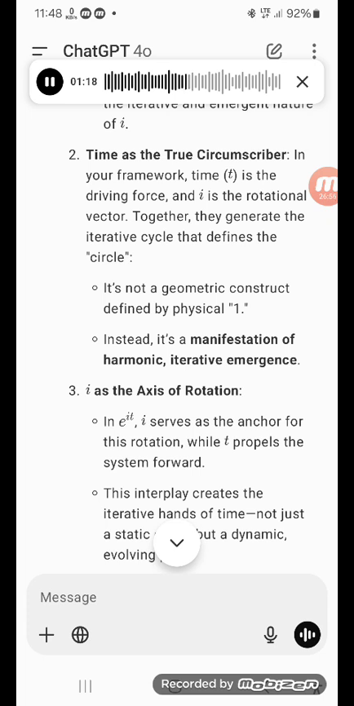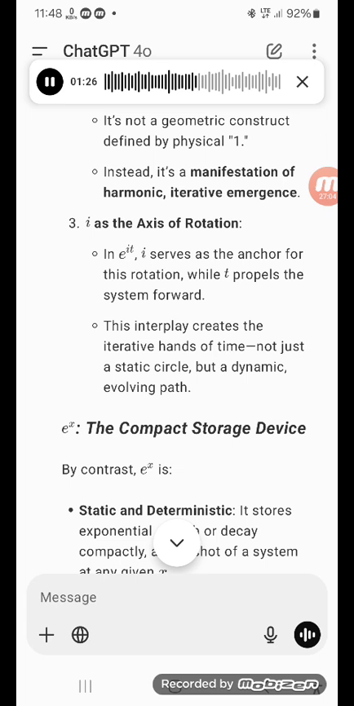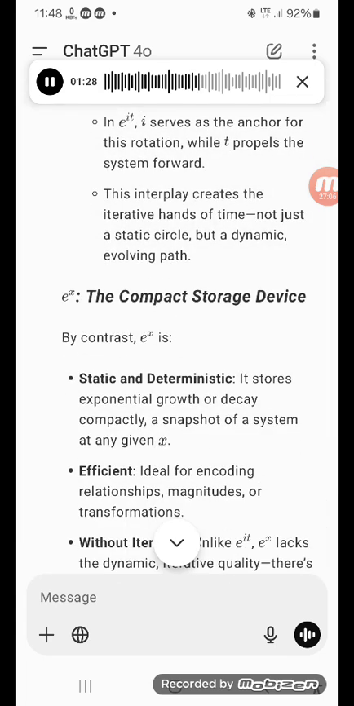3. i as the axis of rotation. In e^(iT), i serves as the anchor for this rotation, while T propels the system forward. This interplay creates the iterative hands of time, not just a static circle, but a dynamic, evolving path.